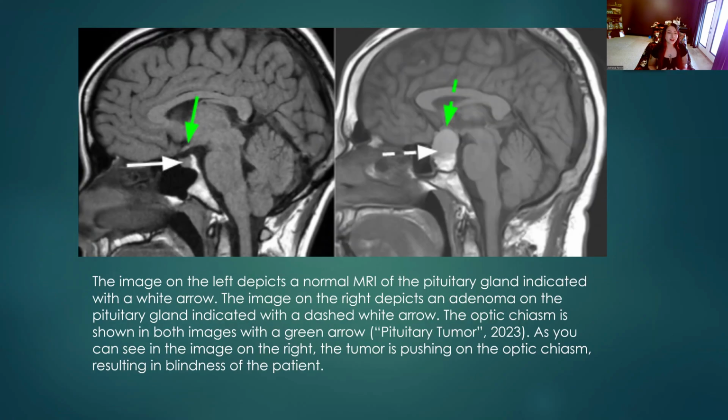So this is a really cool slide. On the left side is a regular anterior pituitary gland, indicated by the thick white arrow. And then on the right, indicated by the dotted white arrow, is an adenoma on the anterior pituitary gland. The green arrows on both sides are the optic chiasm, which, as you can see on the right side, the tumor is pushing onto and is resulting in blindness.